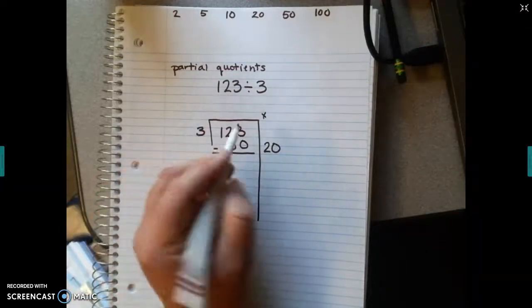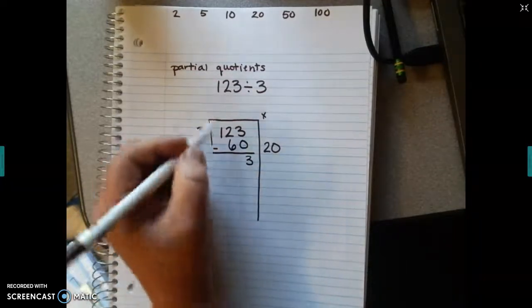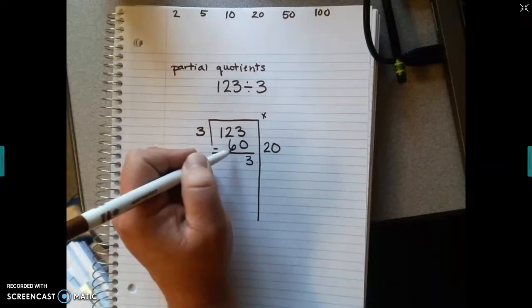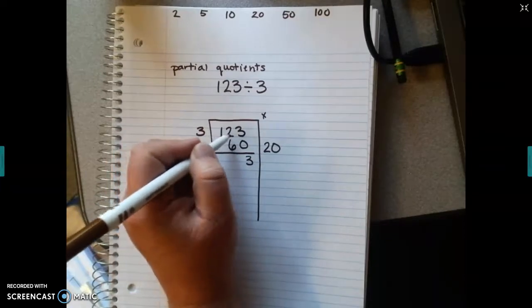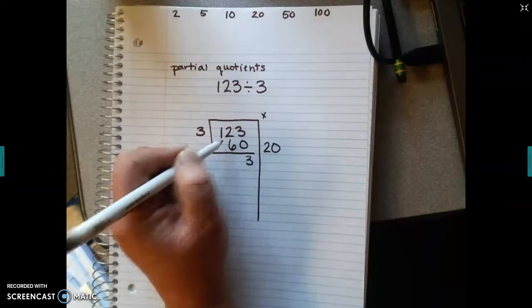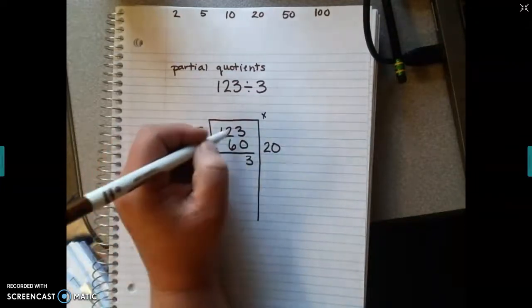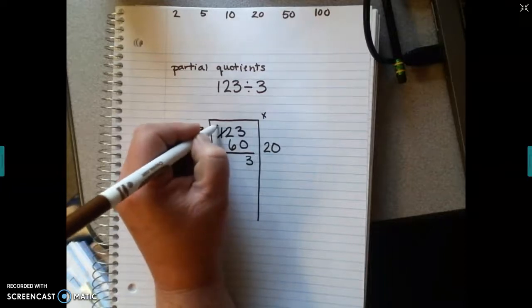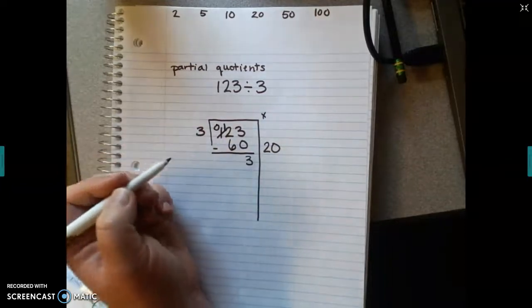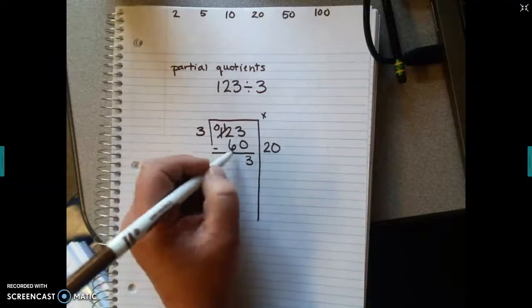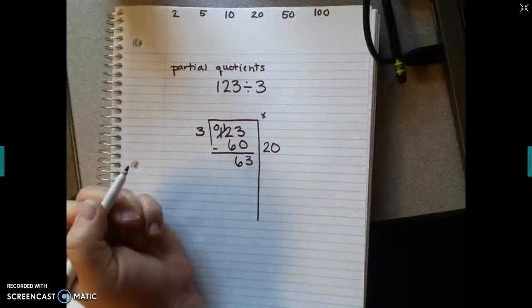So 3 minus 0 is 3. 2 minus 6 we can't do. They might recognize that if we borrow, we're still going to end up with 12. So you're going to do 12 minus 6. If they need to do that step, they can actually cross this out, make this a 0, and move the 1 over. So now they have 12 minus 6 is 6.